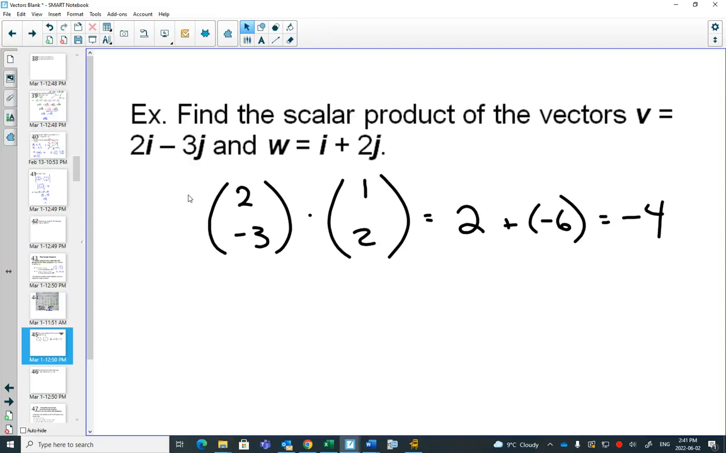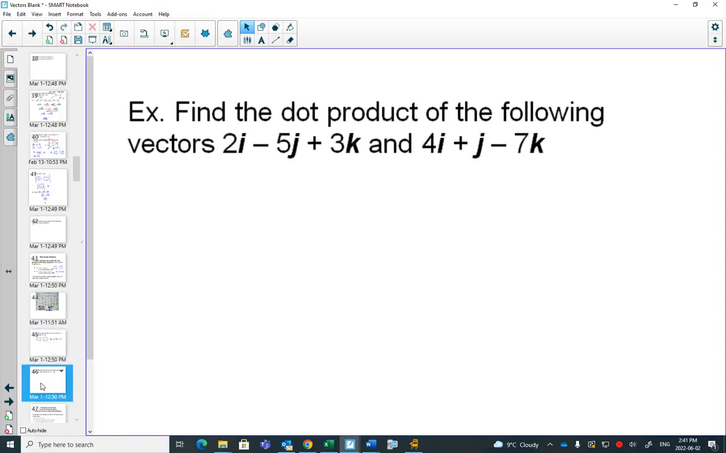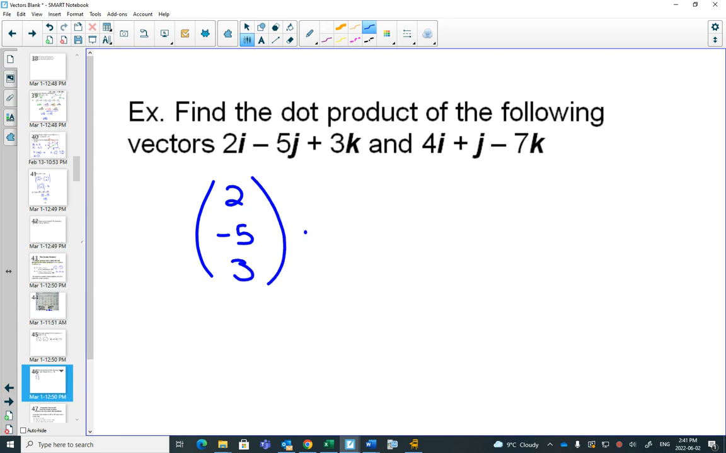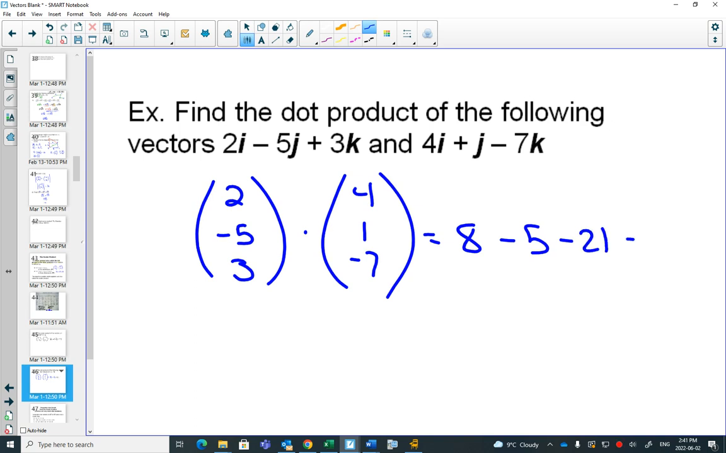3 dimensions, also easy to find dot products. So our first vector, 2, negative 5, 3, dot product with 4, 1, negative 7. 2 times 4 is 8. Negative 5 times 1, negative 5. 3 times negative 7, negative 21. Negative 18.